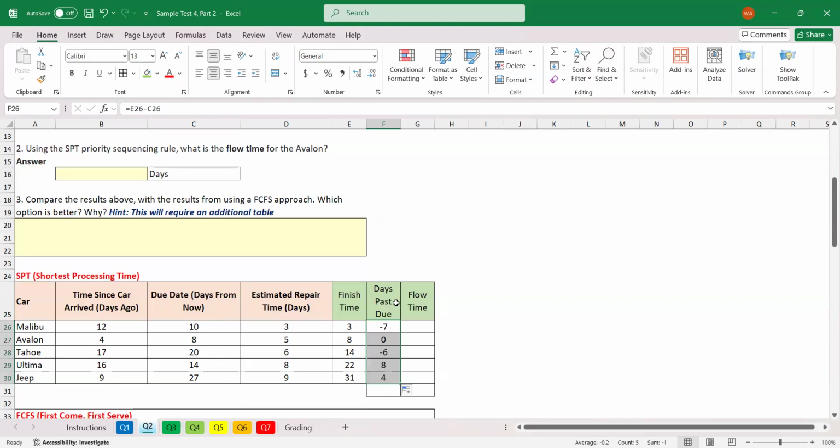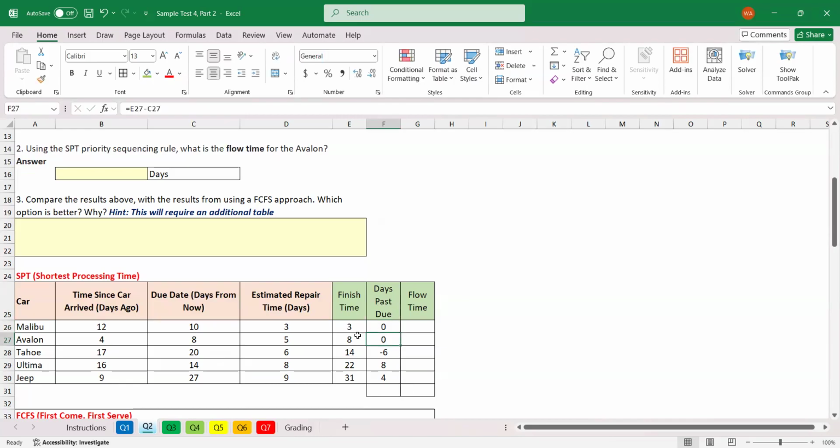And that gives us our days past due for each and every vehicle here. The Malibu has a -7, meaning that it is not past due. We actually finished early. See, our finish time is 3 here. We promised the customer they would have it back by day 10. So we finished 7 days early. So it's not past due. So change that to a 0.